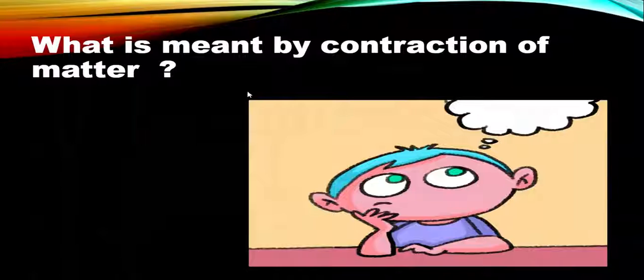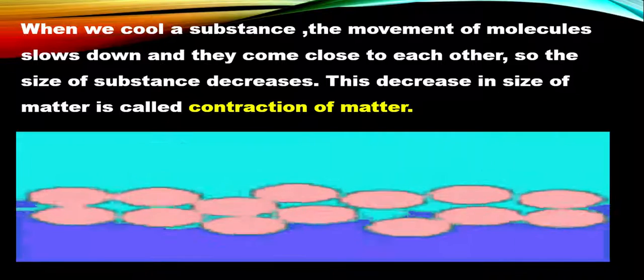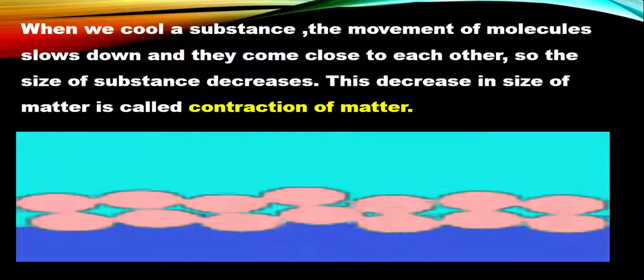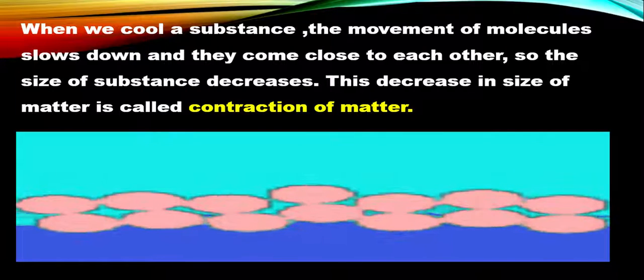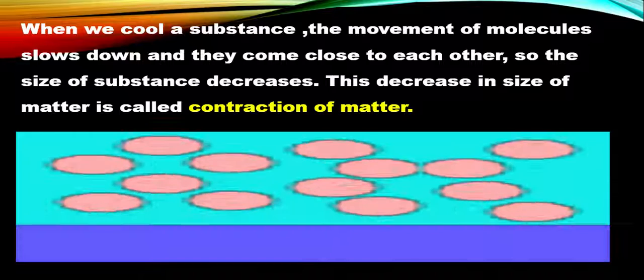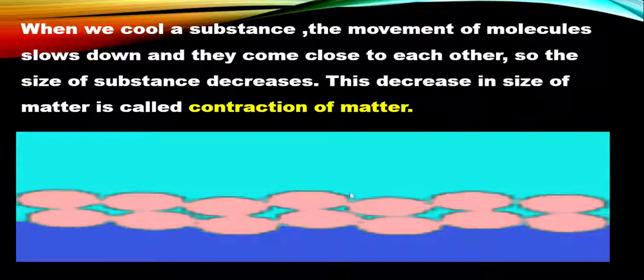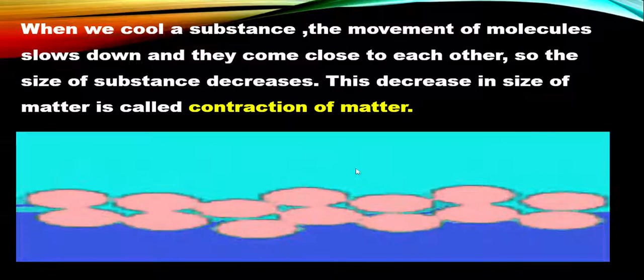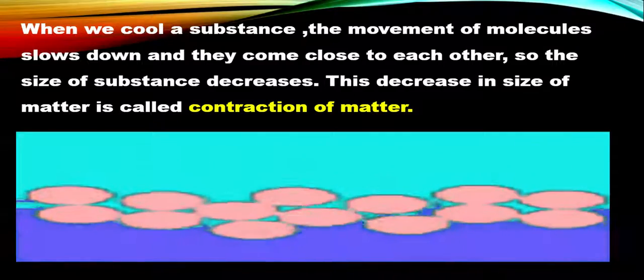Children, now let us learn what is meant by contraction of matter. Dear children, you know that when we cool a substance, the movement of molecules slows down and they come close to each other. So the size of substance decreases. This decrease in size of matter is called contraction of matter. I hope it is clear to you all.